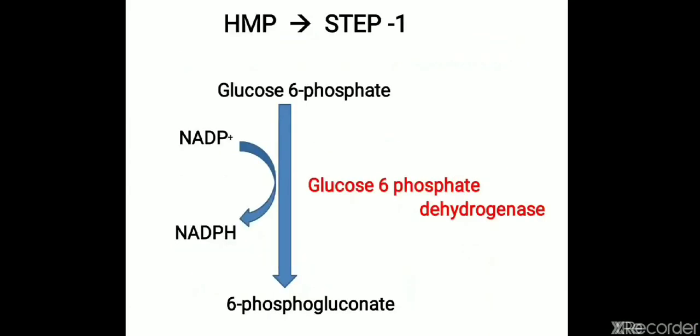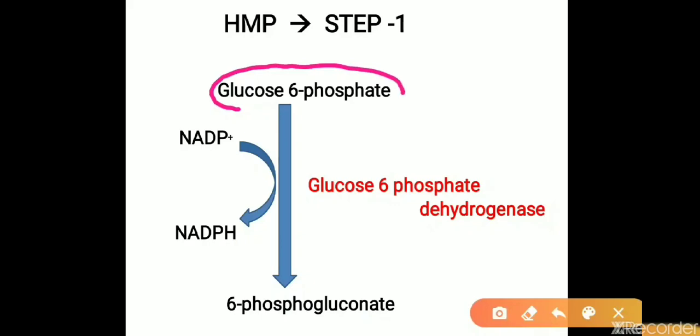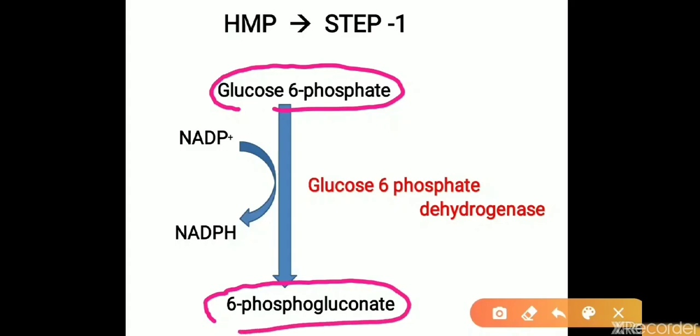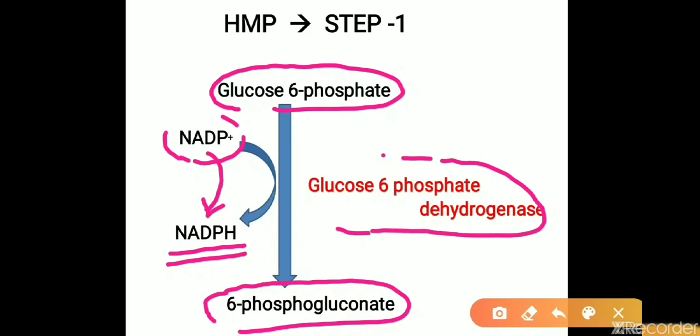So let's see this reaction. The first reaction is oxidation of glucose 6-phosphate. Oxidation means removal of hydrogen atom. So glucose 6-phosphate releases its hydrogen and it is converted into 6-phosphogluconate. And NADP receives this hydrogen and it is converted into NADPH. The enzyme which catalyzes this reaction is known as glucose 6-phosphate dehydrogenase. So that is one reaction which produces NADPH in our body.